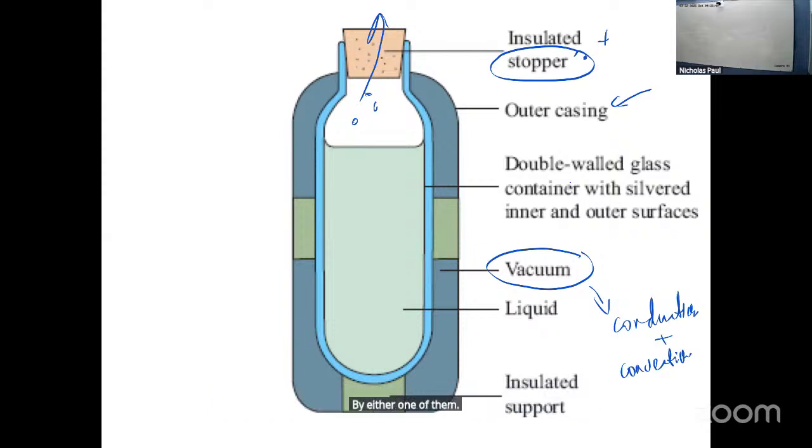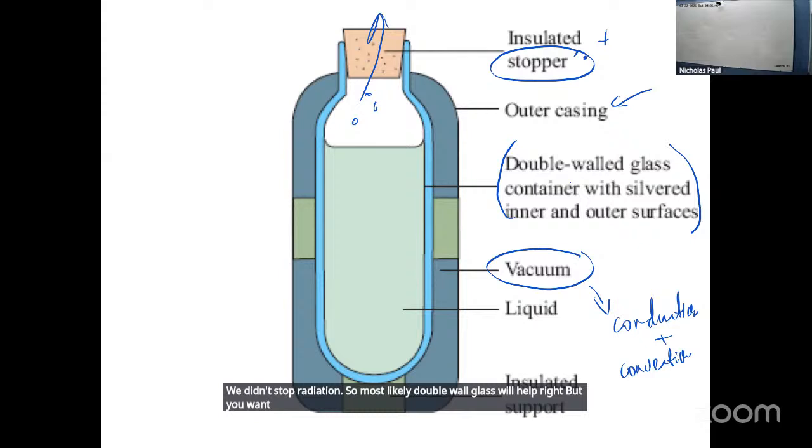All right. Okay, last one. What's the one thing we didn't stop so far? We didn't stop radiation. So most likely the double wall glass will help, right? Anybody want to explain?